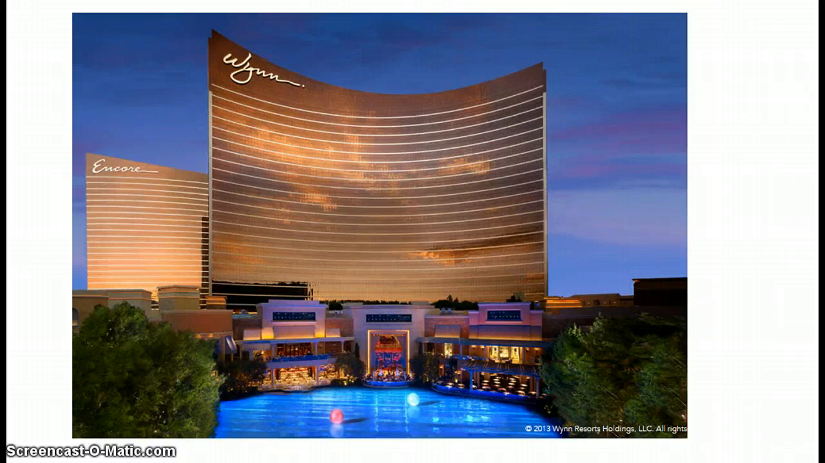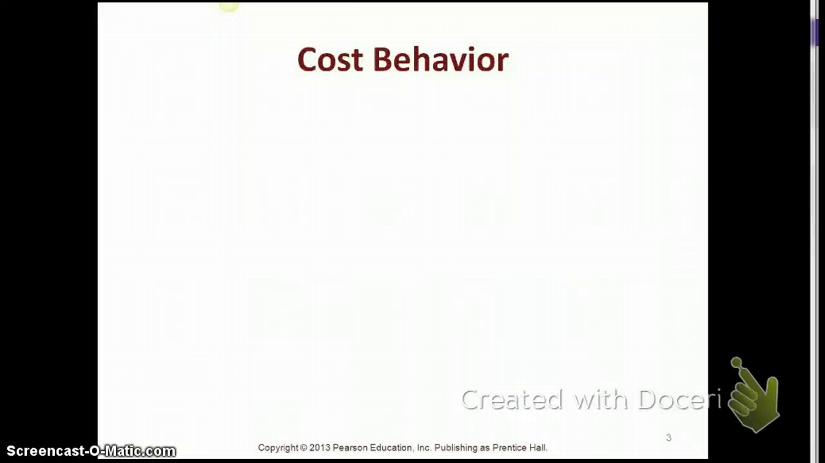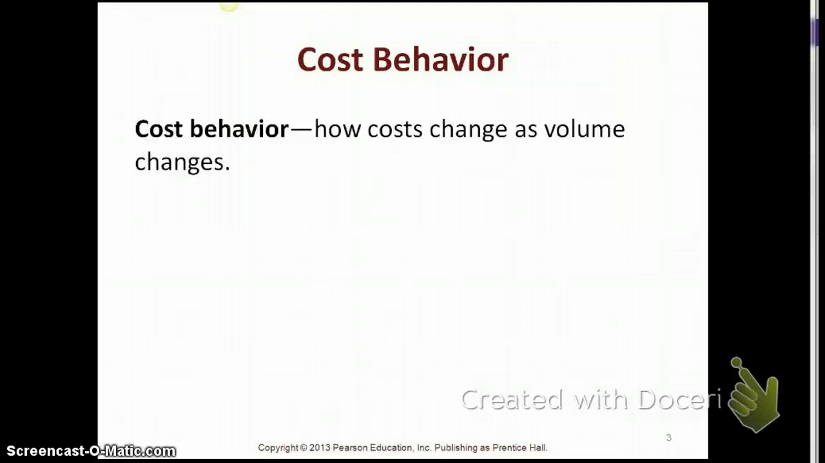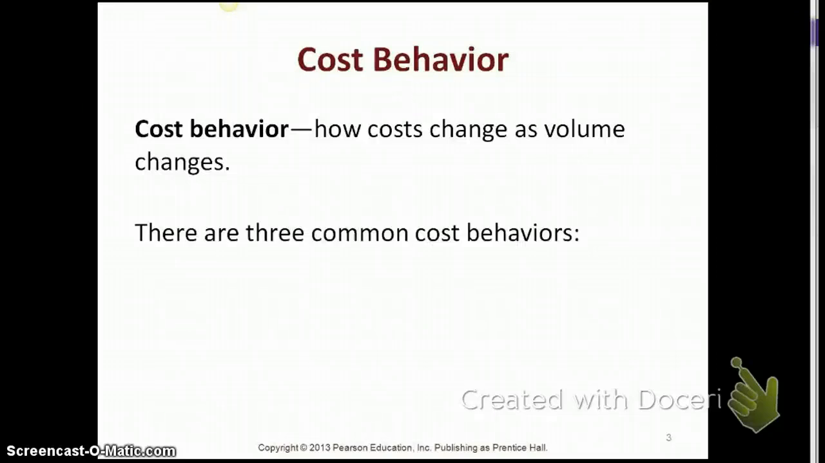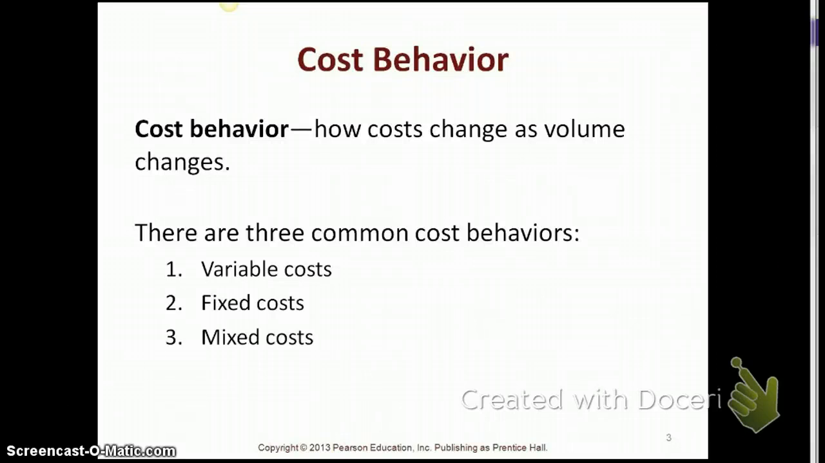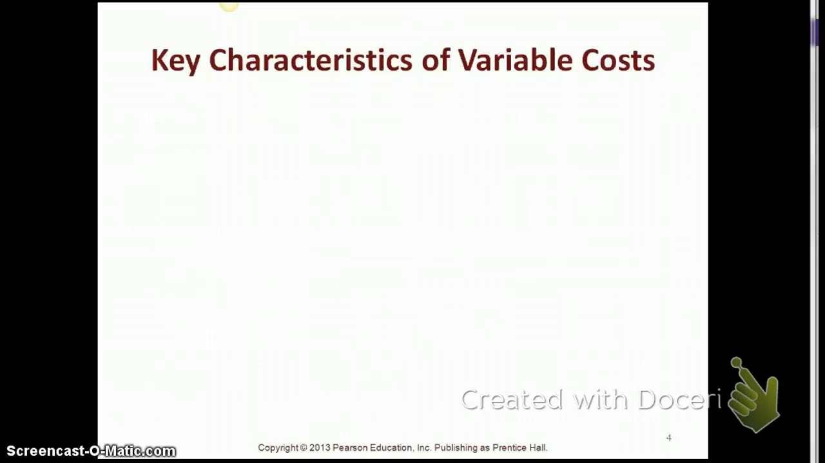How these companies do it is by studying their cost behavior. So, what is cost behavior? Cost behavior is the study of how costs change as volume changes. We're going to look at three common types of cost behaviors. First one's variable cost, the next one's fixed cost, and the third one is mixed costs.